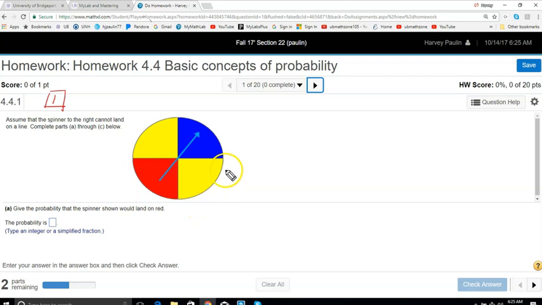Now, here's your sample space. And as we look at it, there are 1, 2, 3, 4. That is out of 4. And we're looking for the spinner to land on red. So it's 1 out of 4, and that's the simplified fraction answer.